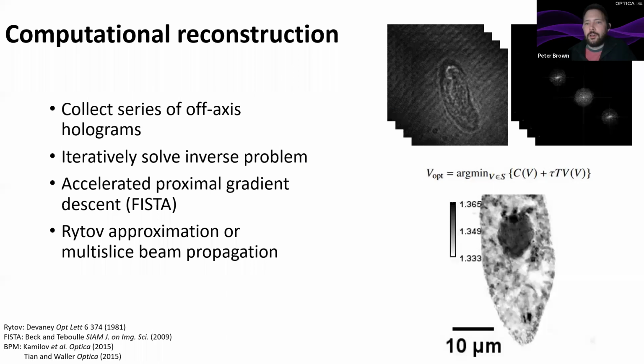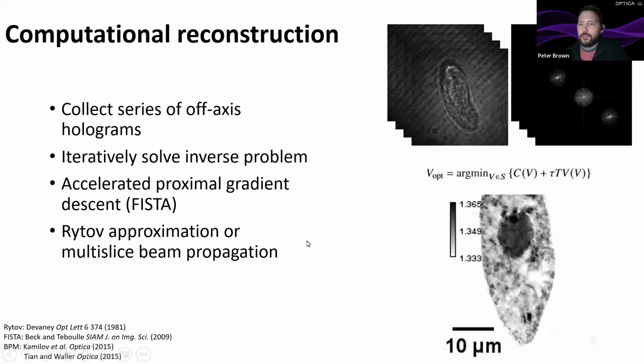Our computational reconstruction approach is as follows. We collect a series of off-axis holograms for different beam angles. Then we iteratively solve an inverse problem to reconstruct the 3D refractive index, or the scattering potential V, shown here. And we use an accelerated proximal gradient descent approach using the FISTA algorithm, where we're trying to minimize a cost function that consists of a data fidelity term as well as a regularization term, here using total variation regularization. And we encode the physics of the problem in the forward model, which enters in the data fidelity term.